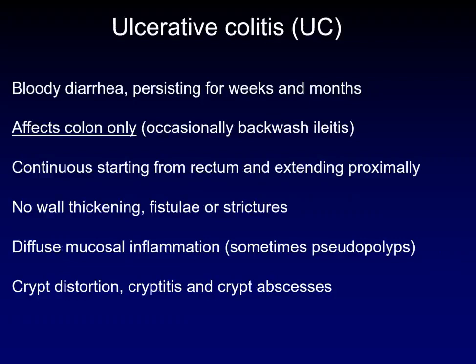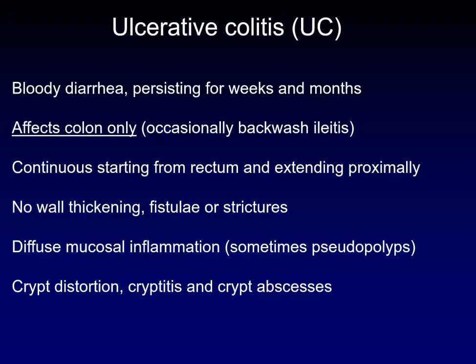Ulcerative colitis patients usually present with persistent bloody diarrhea. It affects the colon only. The involvement is continuous. It starts in the rectum, is most severe in the rectum, and as it goes proximally in the colon, it becomes less and less severe. Now, this distribution can be altered by treatment, particularly steroid enemas, which will result in rectal sparing.